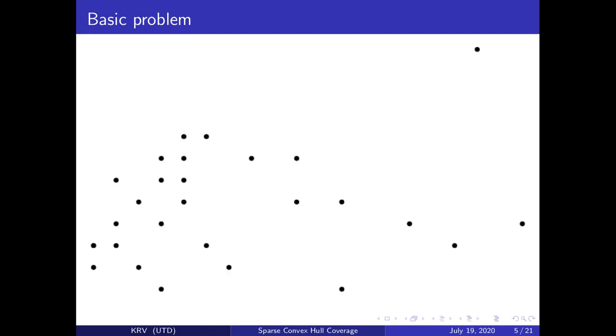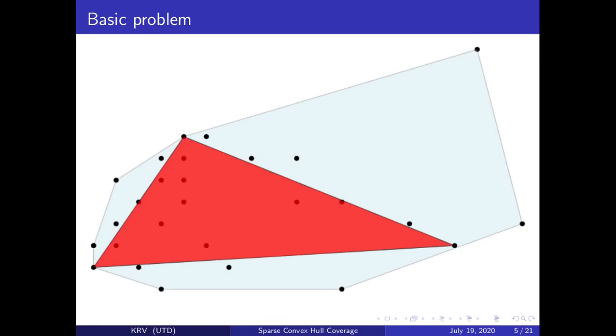Here's a simple example just to illustrate the difference. We've got some points, and here's their convex hull. Now this red triangle is minimizing the sum objective. You see it's kind of ignoring that point in the upper right, and instead this triangle is focusing on this cluster of points on the left side.